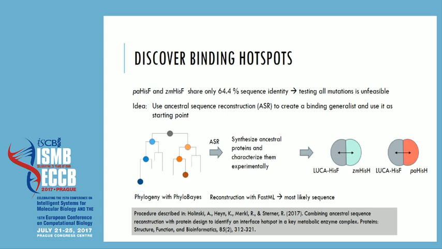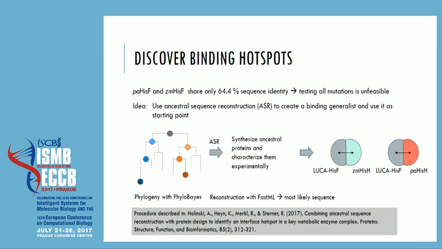and use this as a starting point. So we generated a phylogeny with phylobase, and then we reconstructed the ancestral sequences on the ancestral nodes with the program FastML, and on these ancestral nodes we got the most likely sequence. Then we synthesized these ancestral proteins and characterized them experimentally.